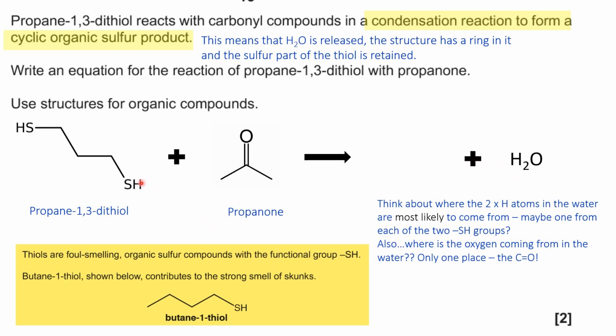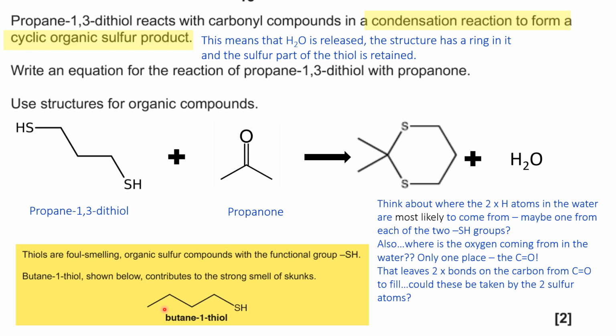So if we visualize those 2 coming off and that coming off, if the oxygen comes off, that carbon in the middle now has 2 spare bonds. So 2 spare bonds could go onto the sulfurs, couldn't they? Because each of the sulfurs now has a spare bond if we've taken the hydrogen away. So if we visualize that, that will give us this.